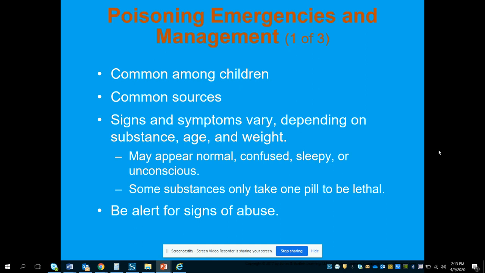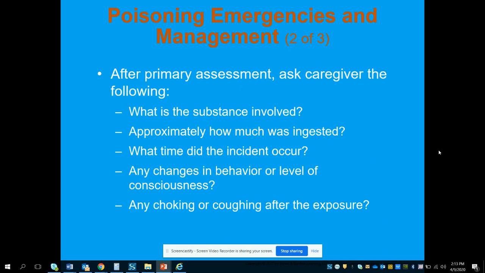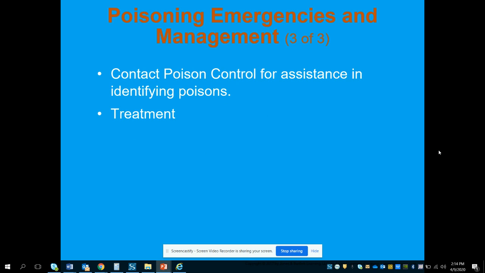Sometimes it can just take one pill to be lethal, so we do want to make sure that we are doing a thorough assessment and providing prompt treatment. We want to be alert for any signs of abuse to see if this was an intentional poisoning. So we're looking to see what is the substance involved, approximately how much was ingested, what time did the incident occur, were there any changes in behavior or level of consciousness, has there been any choking or coughing after the exposure, and then we want to contact poison control for assistance to help us identify the poison and also treatment that we can help to provide, even if it's something like a household substance that could help neutralize the item, like milk or water.